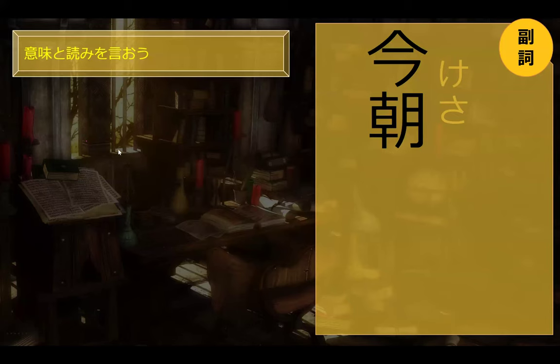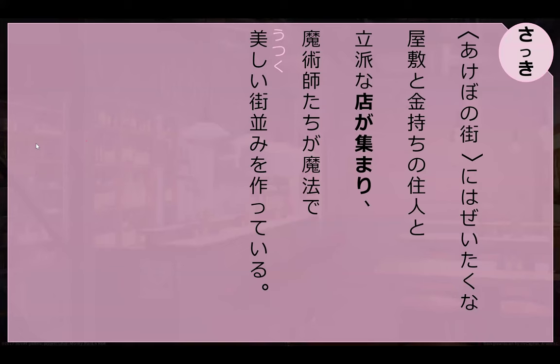Kesa, what does that mean? Sa is morning. Ke just means this, so this morning. Can you read this phrase for me?